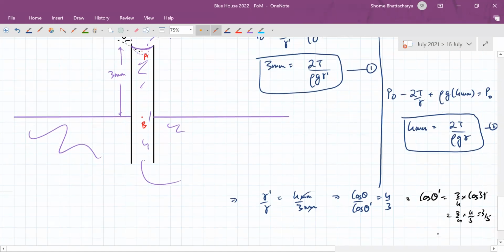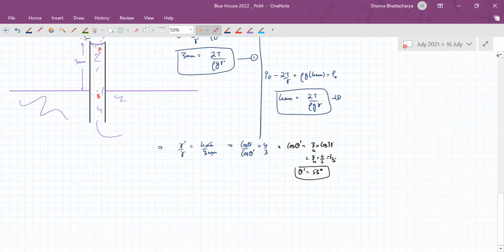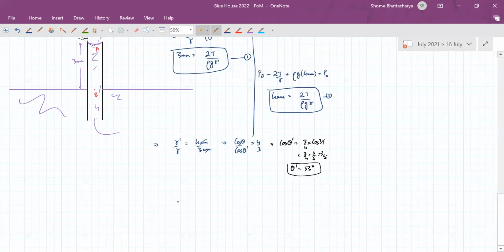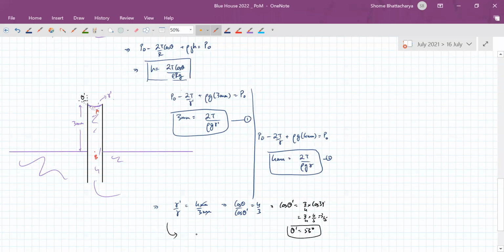In this particular case, theta prime would have changed to 53 from 37. The radius of curvature of that top surface of the meniscus has changed by a factor of 4/3. So that's how the shape has changed. The meniscus radius of curvature increases to 3/4 of the original, sorry, to 4/3 times the original value. And the contact angle changes to 53 degrees.